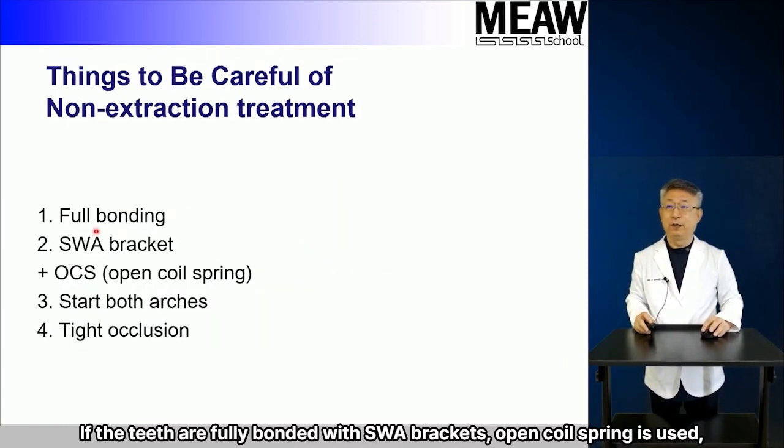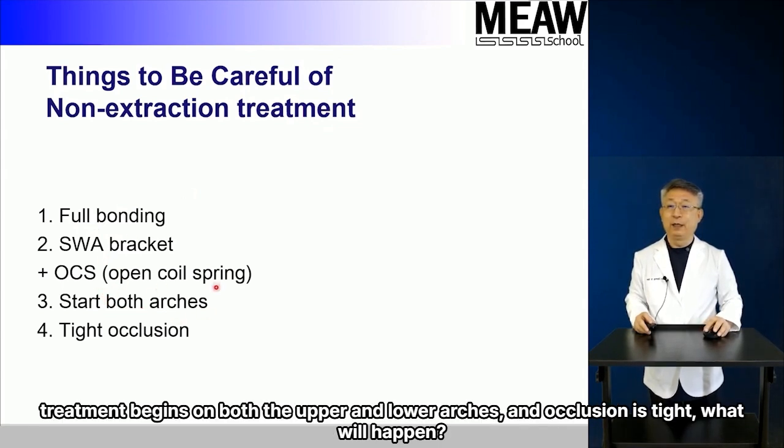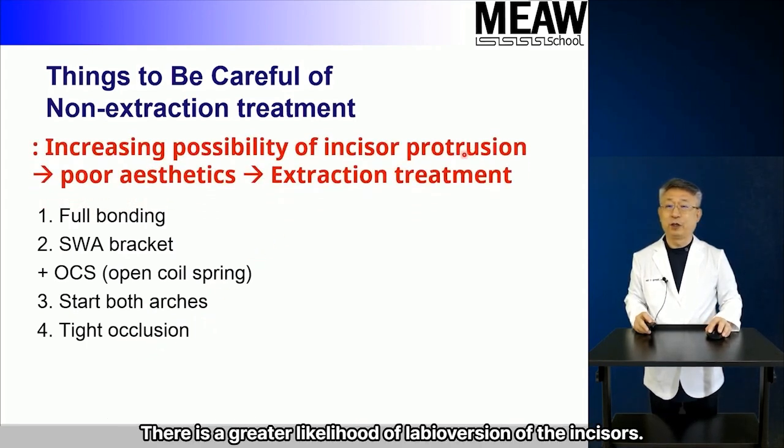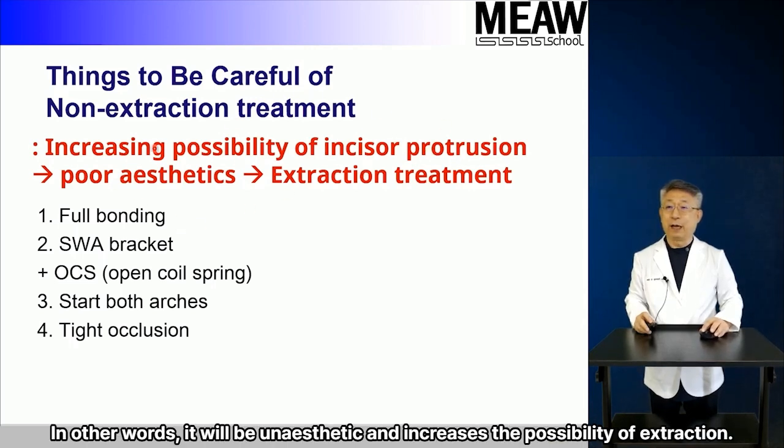If the teeth are fully bonded with SWA brackets, open coil spring is used, treatment begins on both the upper and lower arches, and occlusion is tight, what will happen? There is a greater likelihood of labioversion of the incisors. In other words, it will be unesthetic and increases the possibility of extraction.